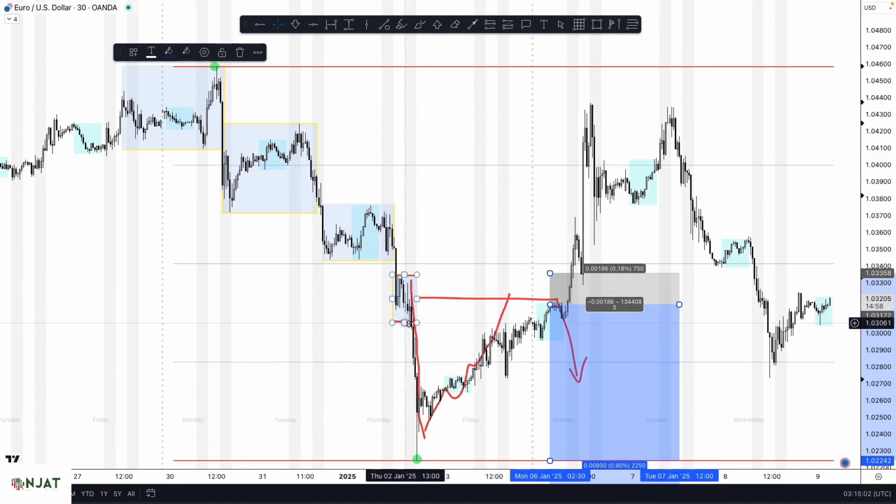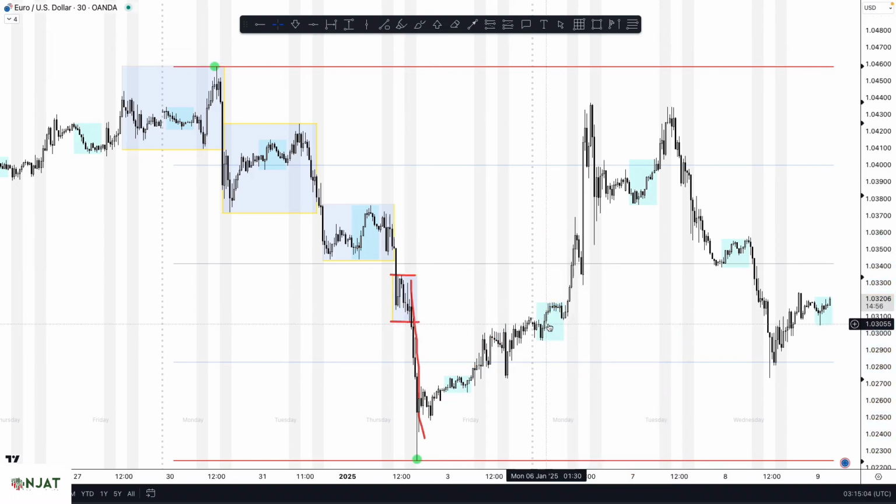So we can see that price is reacting from this area. We can see that every time price comes back into this previous sideways range, we're seeing reactions, right? We are seeing price moving away from this location, but we're not seeing any strong reactions away from this location.